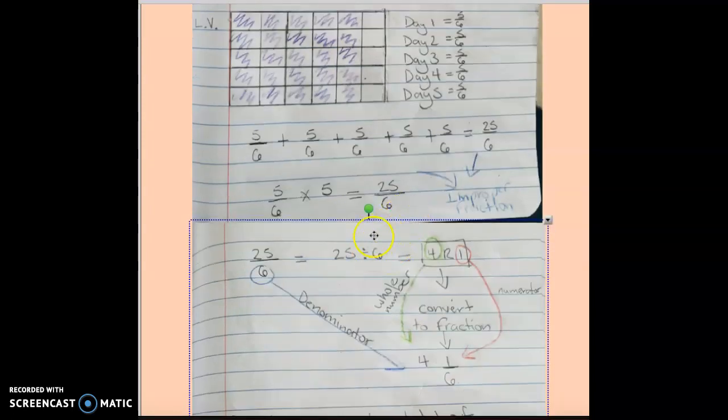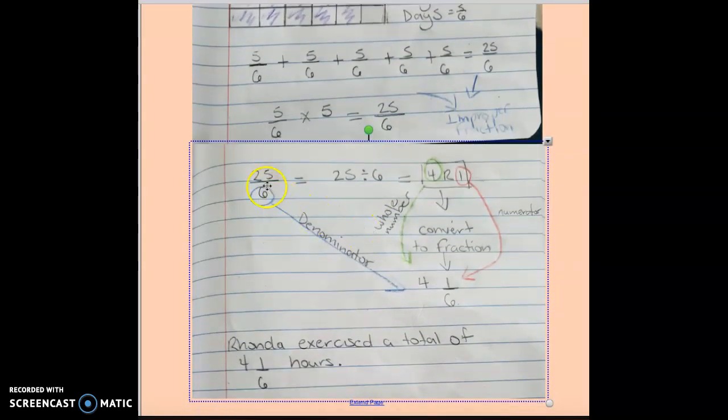Now this is an improper fraction, so I need to convert it. In order to convert it, I need to divide my numerator by my denominator. So that's 25 divided by 6, and I have a quotient of 4, remainder 1. So my whole number of 4 becomes my whole number in my mixed number. The remainder becomes my numerator, and the denominator of 6 is the same denominator of 6 in my mixed number. So Rhonda exercised a total of 4 and 1/6 hours.